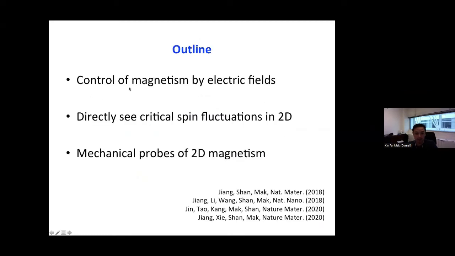So this is the outline. Sorry, I probably planned to talk about too many things. I have not given 10-minute talks for a long time. Just stop me anytime. Just tell me to shut up if I keep talking. First I will be talking about controlling spins using an electric field. Then I will tell you how we can directly see critical spin fluctuations in 2 dimensions. And if I have some time, I'll talk about mechanical probes of 2D magnetism, and that opens up a way to probe thermodynamic quantities in this monolayer of magnets.